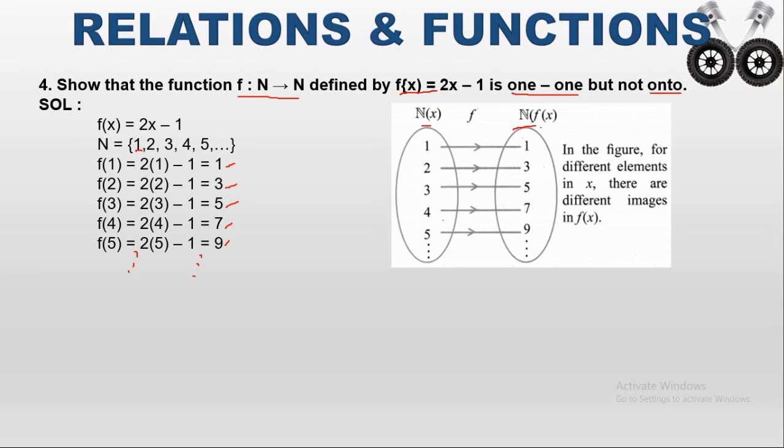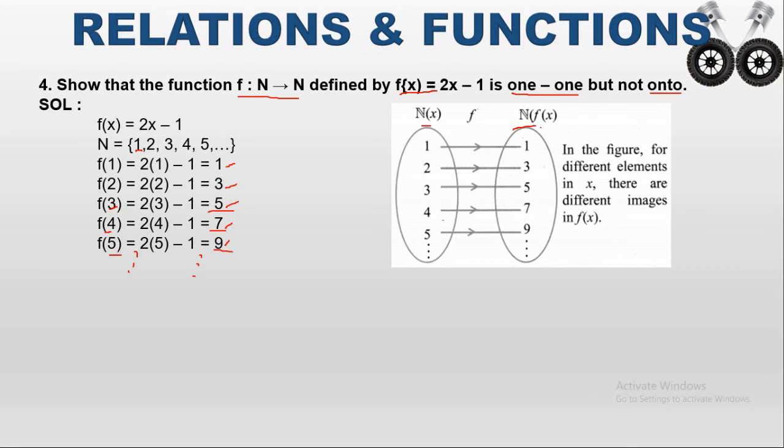If I substitute the value 2, then f of x is 3. So 2 is mapped to 3. If I substitute x as 3, then f of x is 5. That is, 3 is mapped to 5. If I substitute 4, then f of x is 7. So 4 is mapped to 7. If I substitute 5, then f of x is 9. That is, 5 is mapped to 9.